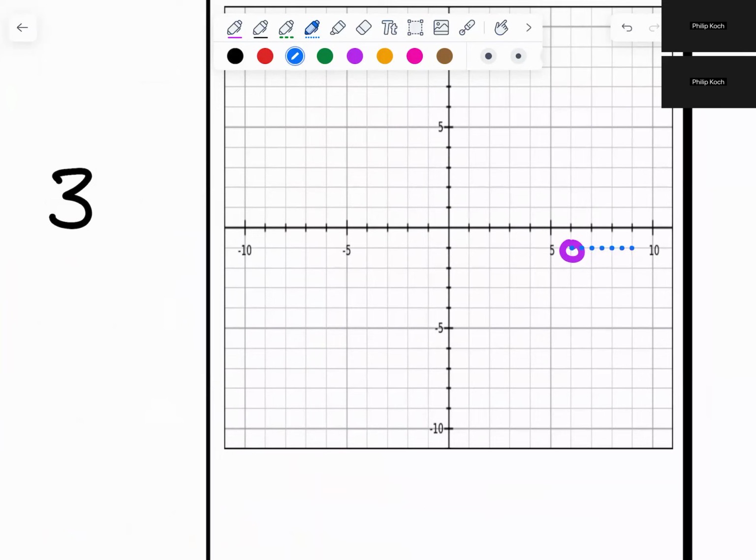1, 2, 3 to there. 1, 2, 3 to there. And then last but not least, 1, 2, 3 to there. And we'll plot those 4 points. Actually, I'm going to do them in black.